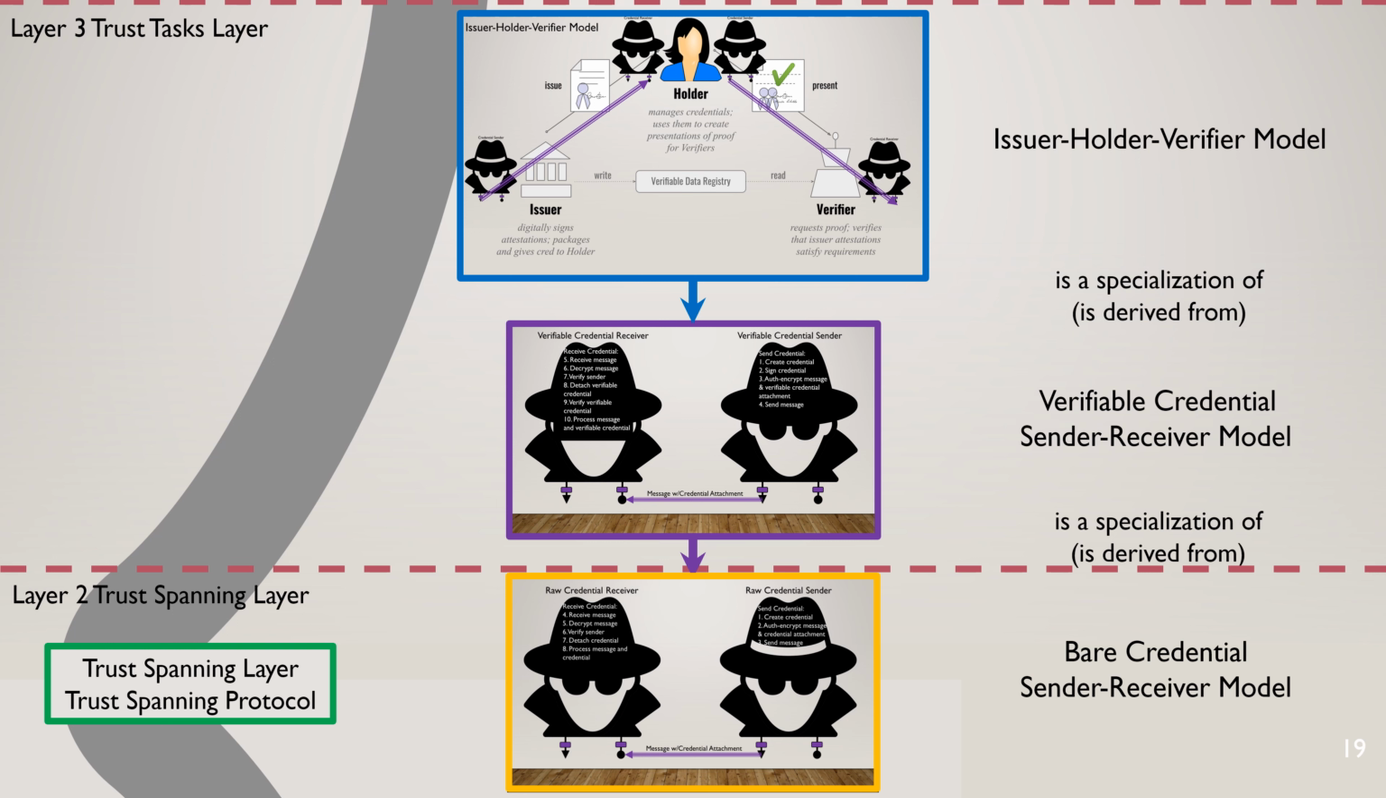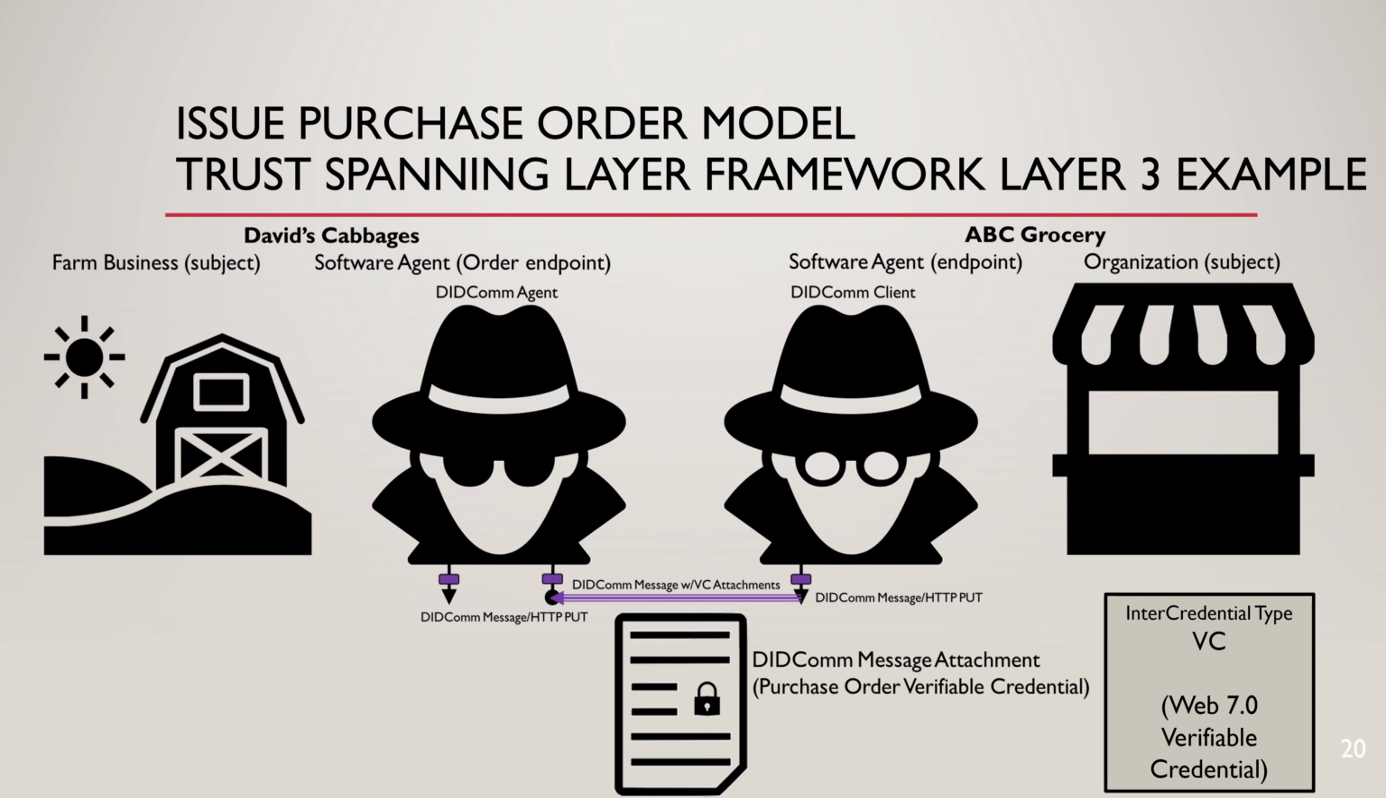Let's see if we can explore this hierarchical taxonomy idea a little bit more. Let's look at 2 more examples. Here's the idea of issuing a purchase order and using verifiable credentials to embed or to represent that purchase order. On the right-hand side here, we have ABC Grocery. On the left side, we have David's Cabbages. And ABC Grocery wants to send a purchase order over to David's Cabbages to order 10 cabbages.